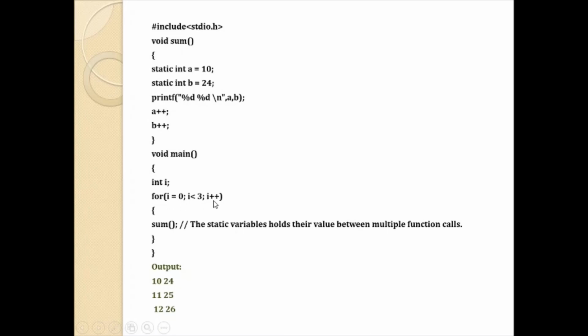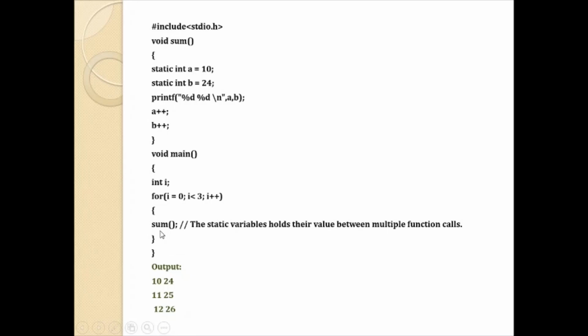So I increments. Now what is the value of I? I becomes 3. 3 is less than 3? No. So it is going to stop the for loop and it is going to stop the execution of main, and you can see output as these 3 lines.